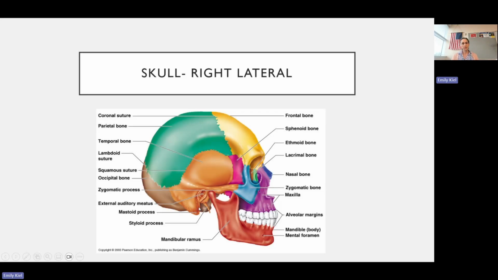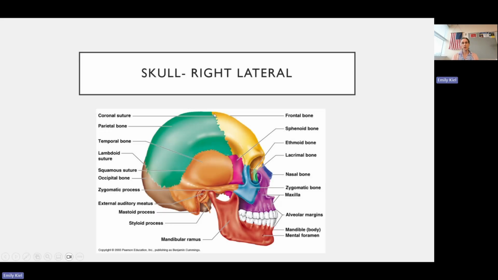You've got your mastoid process. It's usually a little bit lateral and caudal to your styloid process, much rounder here. And then your external auditory meatus, that's where your ear is. We want to know about that. And then this is also showing us some of the sutures. So sutures are joints, but they're joints that don't have any motion in them. So we want to know the different sutures.